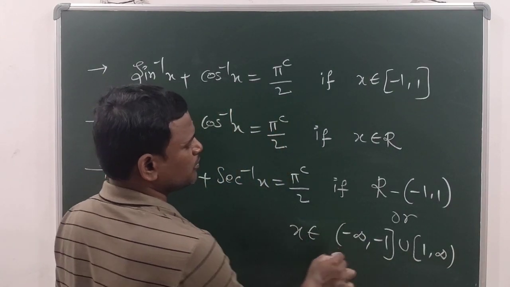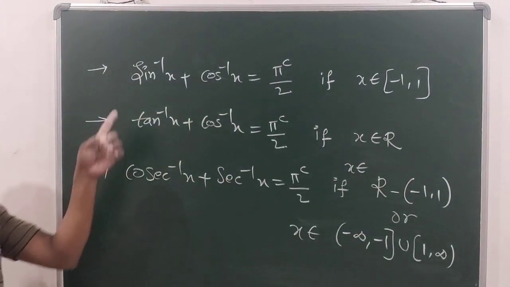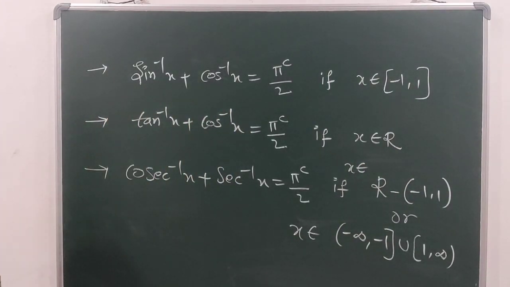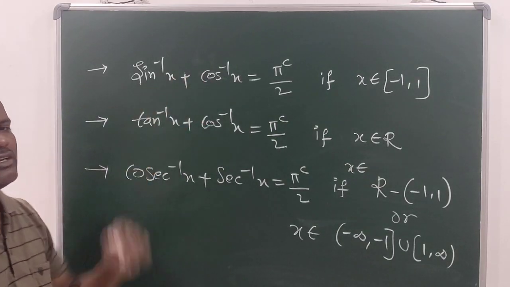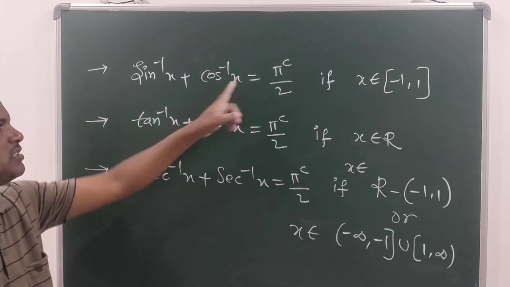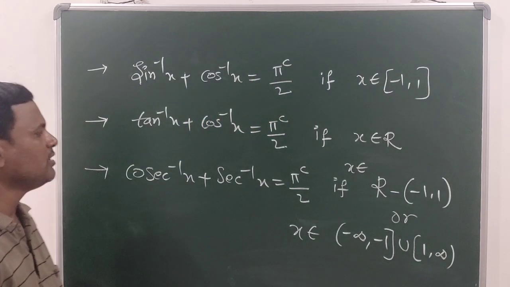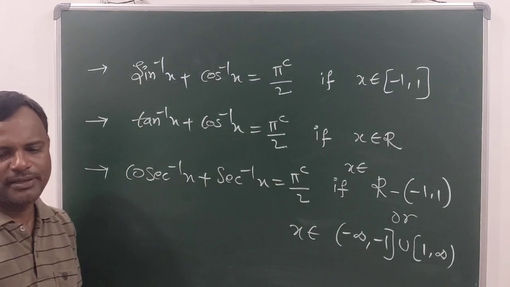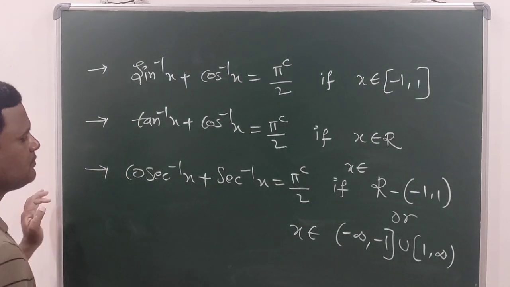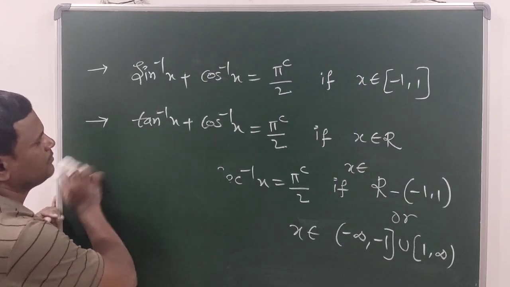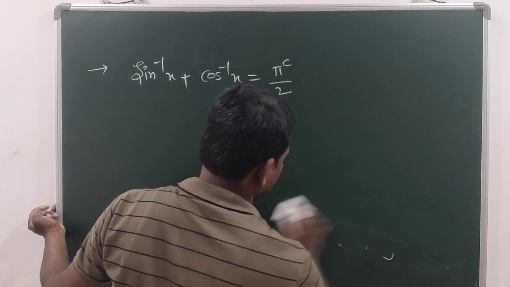Here also x belongs to this set. Okay, note down these three formulas. Okay, I will explain the proof of how the sum of sin inverse plus cos inverse of x is equal to 90 degrees. Right. Now let us see the proofs of these three. Now see the first one.